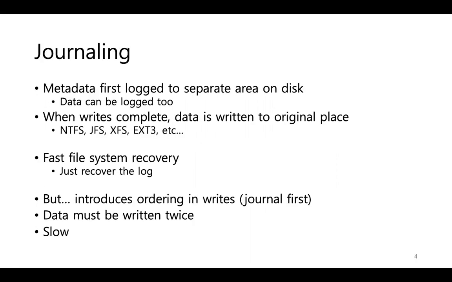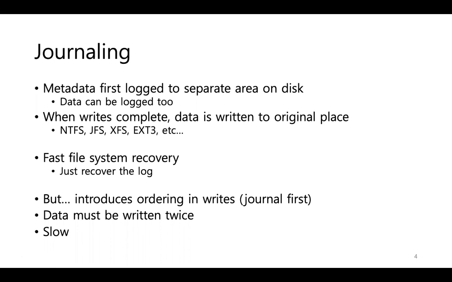Another way we can guarantee consistency is through journaling. So we log metadata first to a separate area on disk called the log. And we can also log data, just either or. And after the write's complete, the data is then written to its original place. So journaling appears in most file systems now. At the time of this paper, I'm not sure ext4 was available, but ext4 has it too.